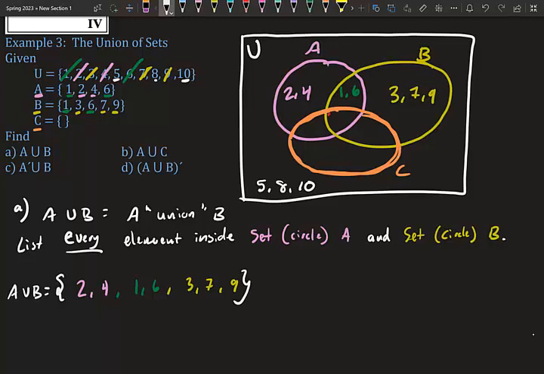Now, it does not need to be in order, but gosh, for me, I like things to be in order. So if we put these in order, we have 1, 2, 3, 4, 6, 7, 9. That's every number inside the yellow and pink circle. That's what union means. We combine.